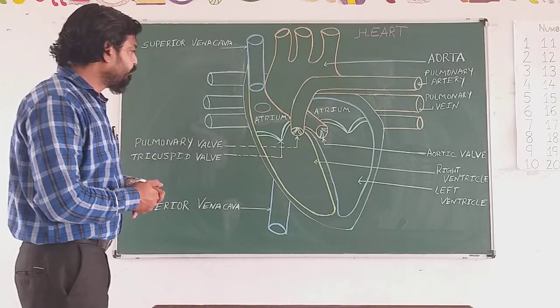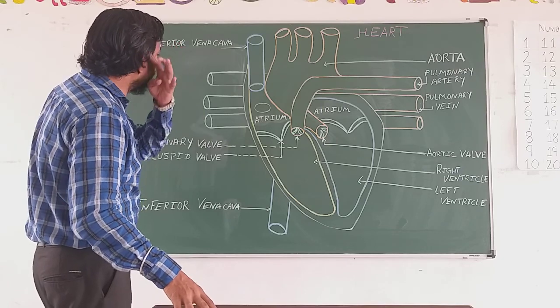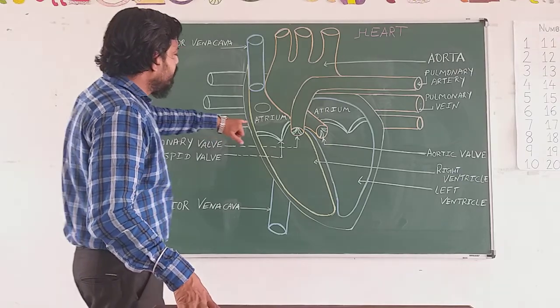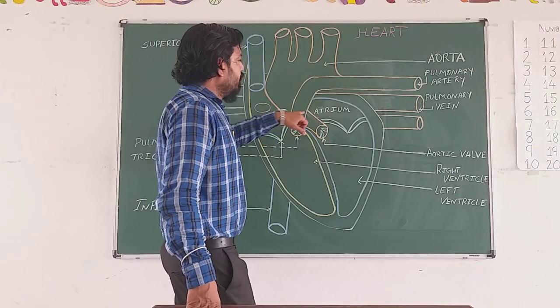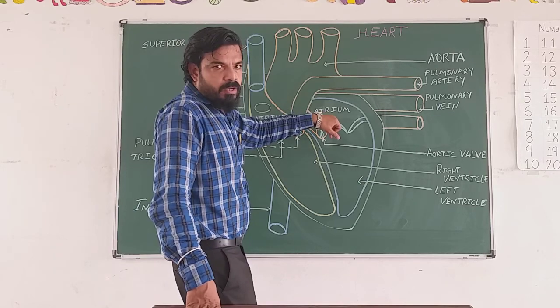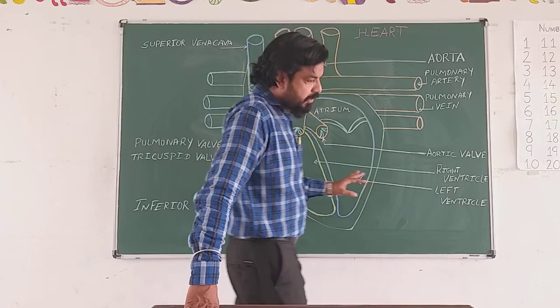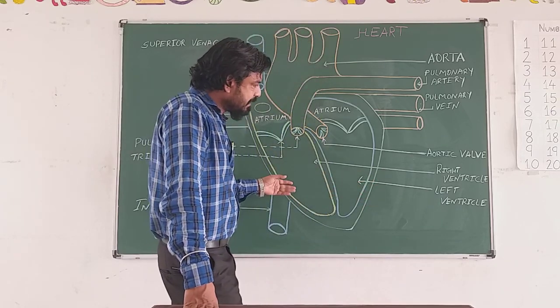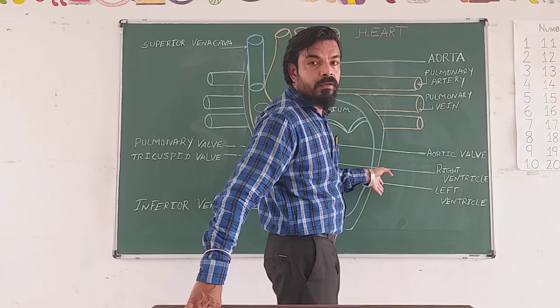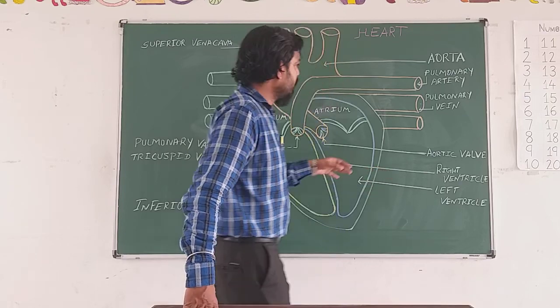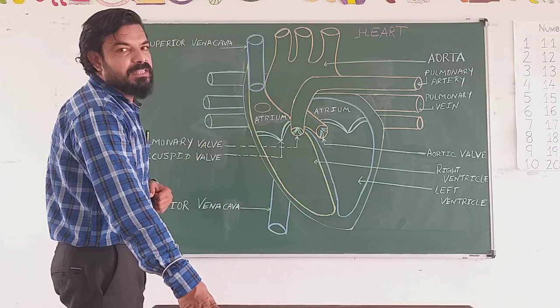Okay. So here you can see the two chambers: the right atrium, left atrium, right ventricle and left ventricle. This is called the ventricles, and this is the left ventricle. Okay. So these are the four chambers.